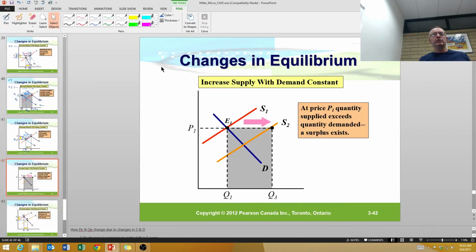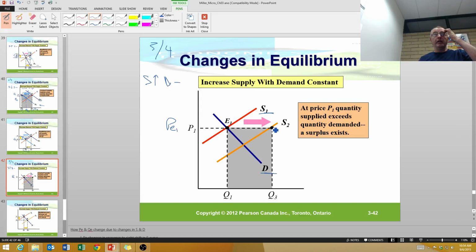So with scenario number 3, we're going to change our supply. So we have a 3 out of 4 here. In this scenario, we're going to have supply increase, and demand is going to stay constant. So here's our original demand curve. Here's our original supply curve. Here's our original price here. Here's our price equilibrium 1.